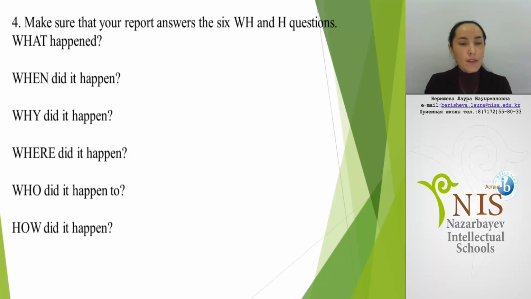Make sure that your report answers the six WH and H questions. The first one is what happened, when did it happen, why did it happen, where did it happen, who did it happen to, and how did it happen. So what, when, why, where, who, and how are the main six questions that every writer of an article needs to be guided by, so that the article can be informative, full, and useful.